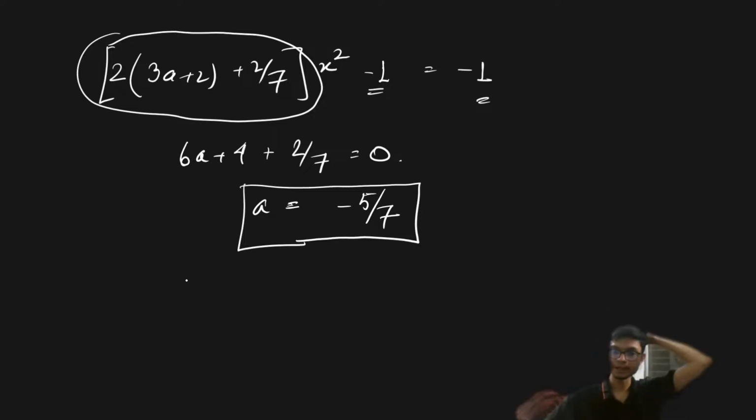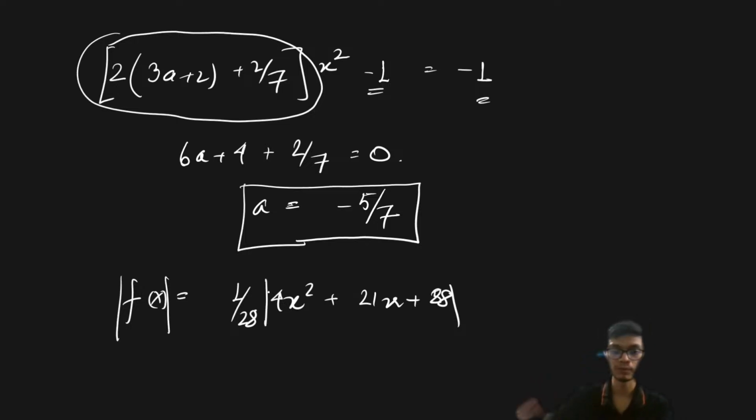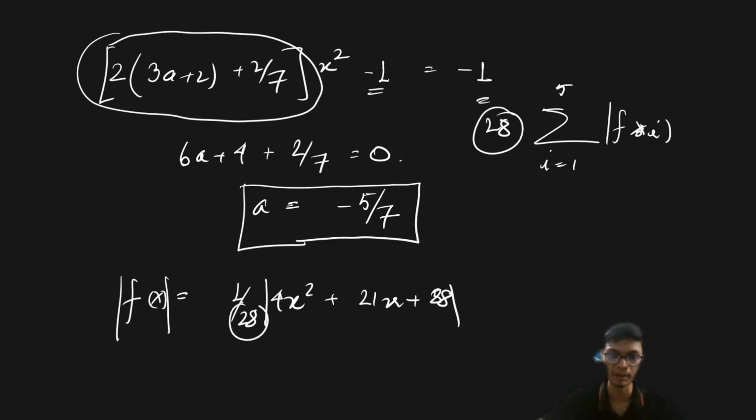So from this part, if you have the value of a and b, you can now completely define the function f of x, and that is going to be 1 upon 28 (4x squared plus 21x plus 28), right. If you put a mod of it, we have to find the summation of i going from 1 to 5 of mod of f of i, multiplied with 28. So 28 is given just to cancel out this particular constant, right.